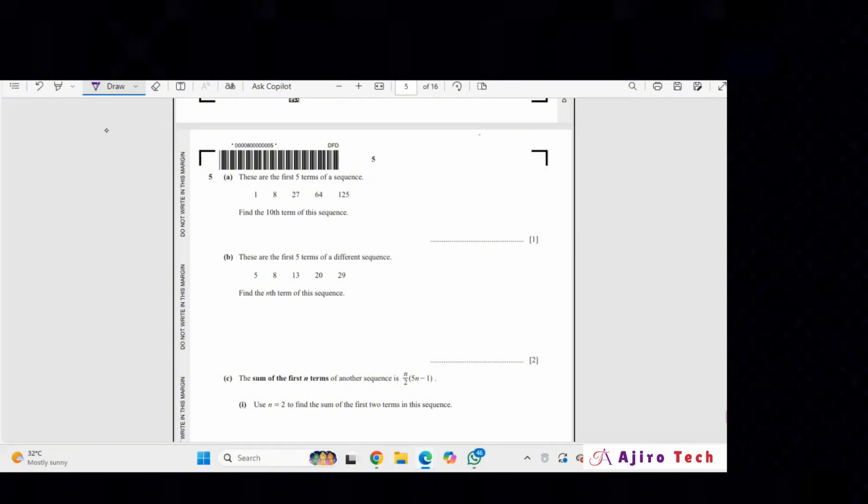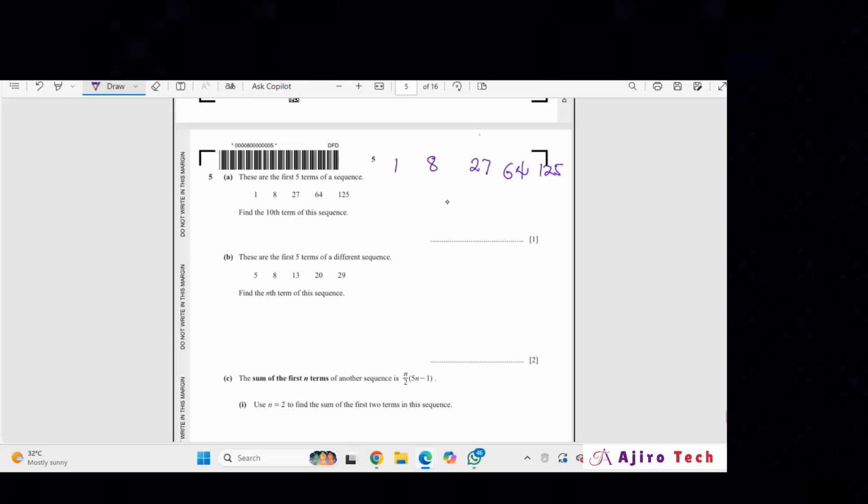All right, let's continue with this. Now, question number 5. For this question 5, we are given 1, 8, 27, 64, and 125. Now, who can tell me what you understand about what we have seen here? What pattern is there? You need to think very well. Is there anybody who can tell me about the pattern?